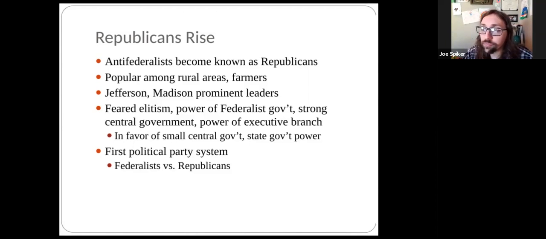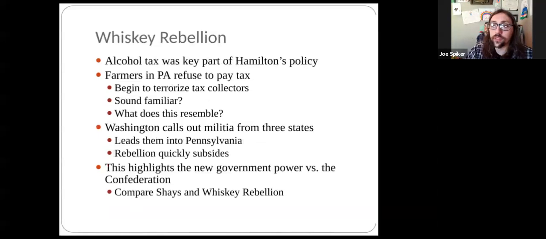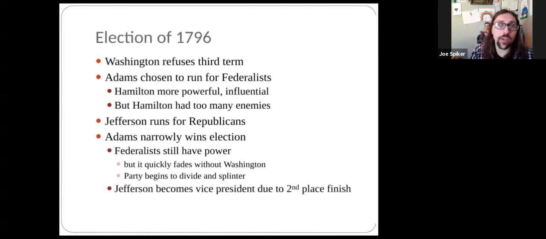But one thing that the Republicans do not have going for them in the first few years under the Constitution is George Washington. Okay, George Washington was unquestionably the most popular political figure in this era, in this time period. And even his political opponents were aware of this.